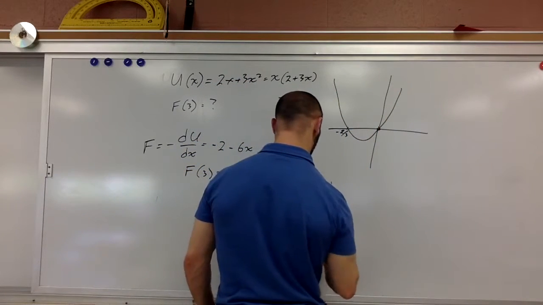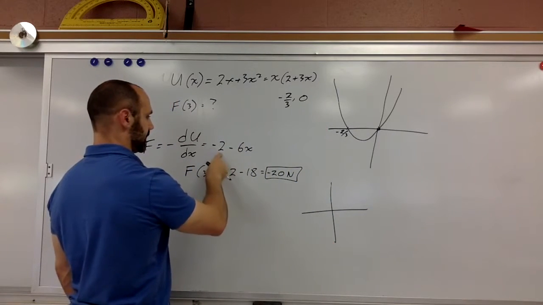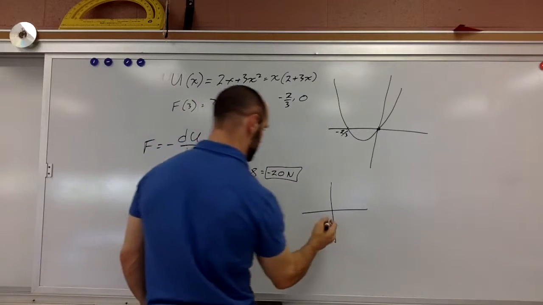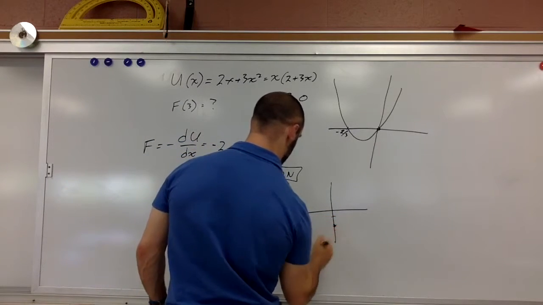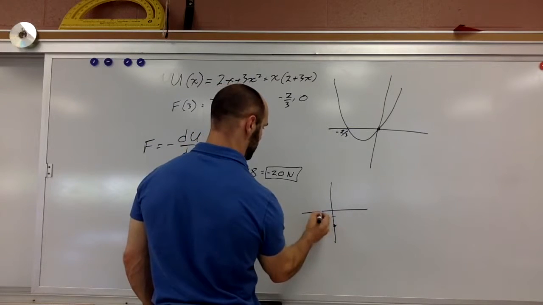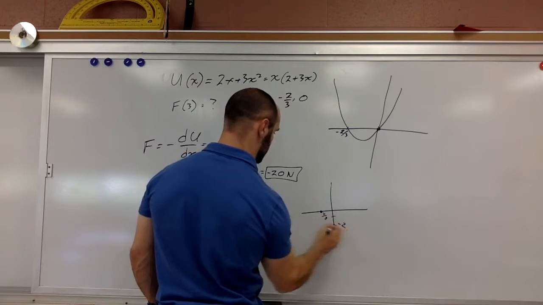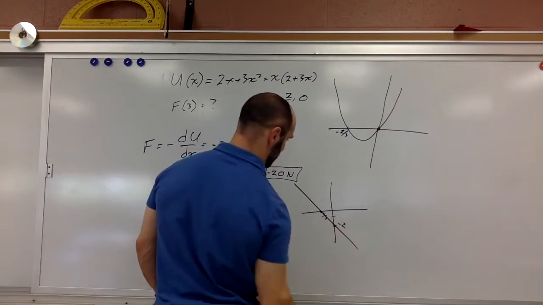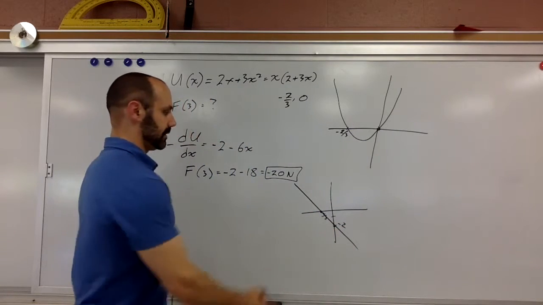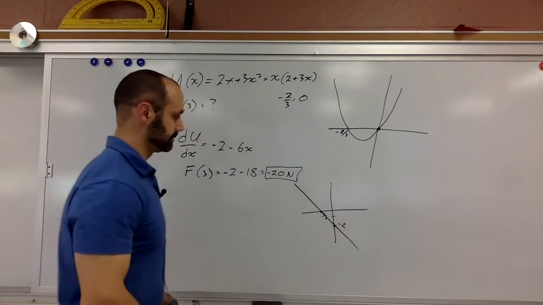And then for the force graph, I've got a y-intercept of negative 2 and a slope of negative 6. So 1, 2, that's like that. And then this is going to be reaching 0 around negative 1/3 or so, this is negative 2, and it's linear. So it looks like that. This is the negative derivative of that function.